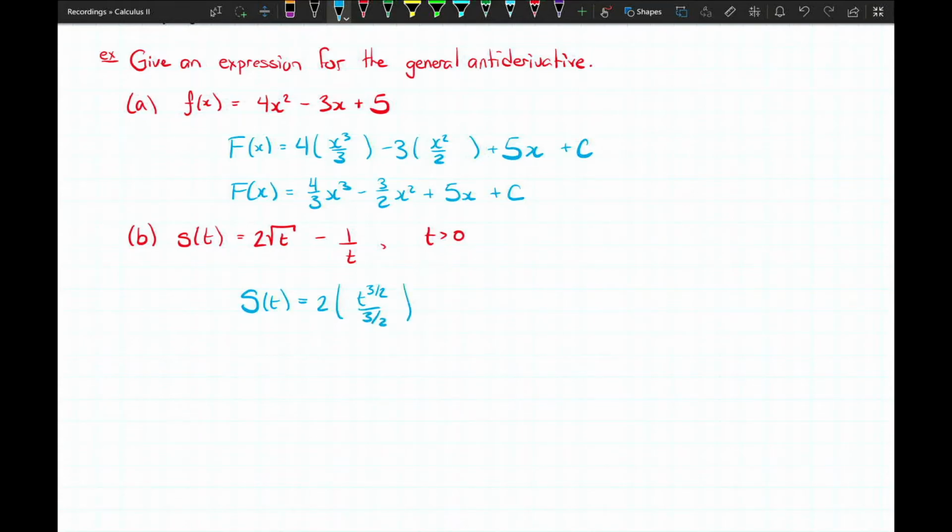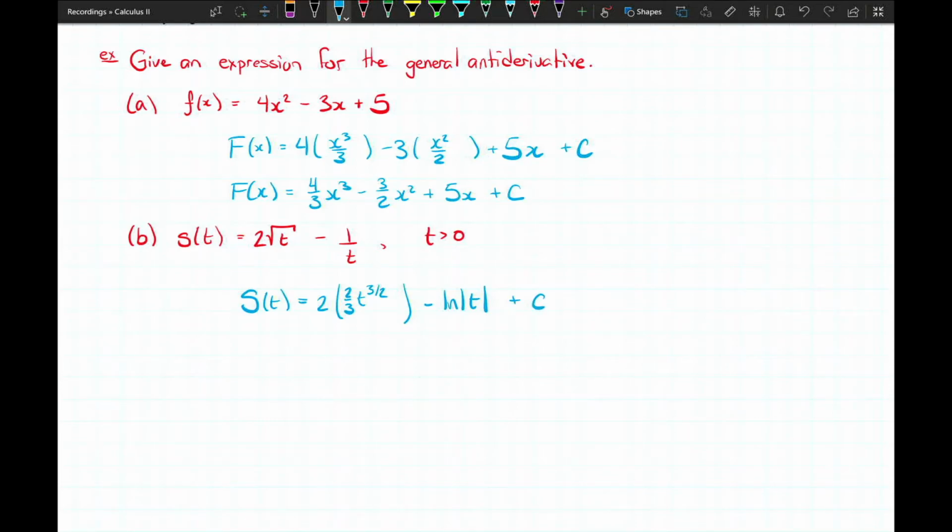Now, when you divide by 3/2, it's going to be a lot easier to think about that as simply being multiplied by 2/3. And then, remember the general antiderivative of 1 over t is the natural logarithm of t with an absolute value stuffed in there. The most general antiderivative of 1 over t is the natural logarithm of the absolute value of t. Don't forget the arbitrary constant plus c.